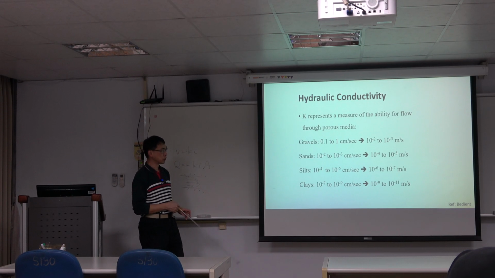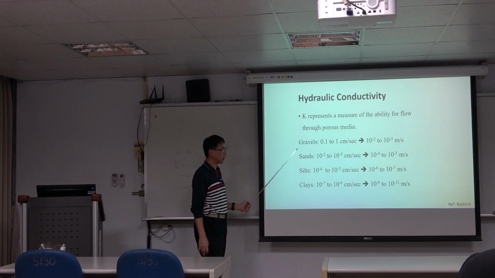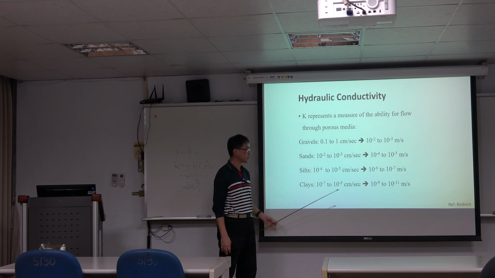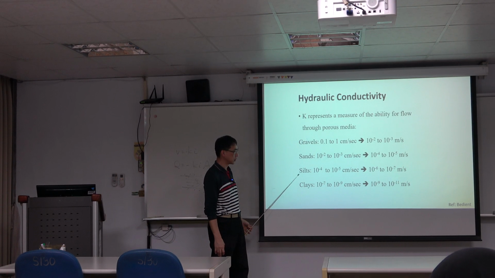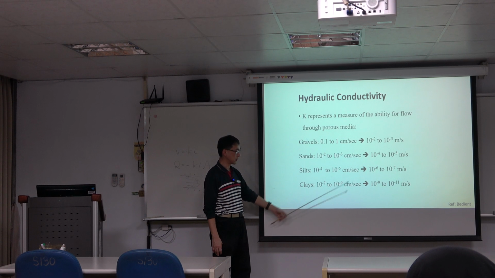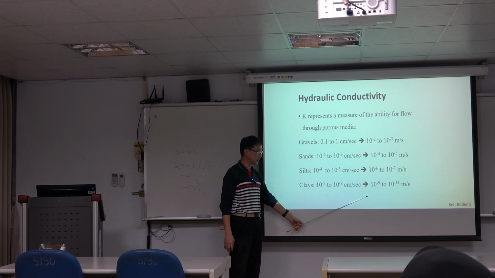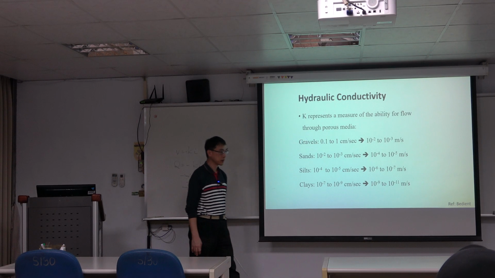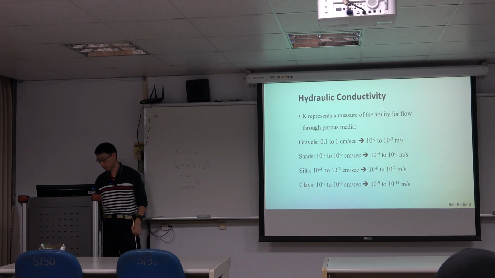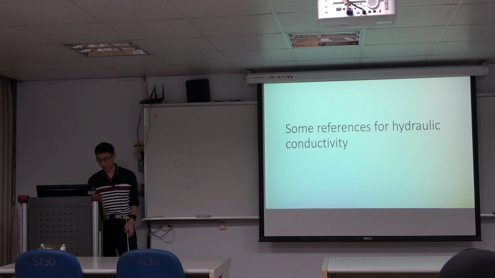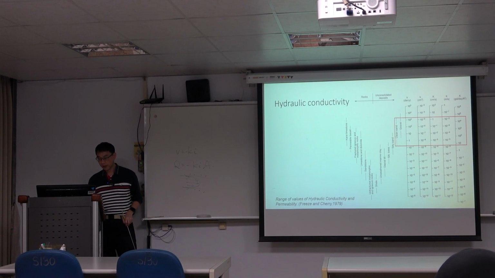For common sense, you need to understand that gravel is around 10 to the minus 3, sand 10 to the minus 5, silt 10 to the minus 6 or 7, and clay commonly can be 10 to the minus 9 or 10 meters per second. This is a very important part for you to memorize. There will be some reference, and I think we will quickly let you review that.